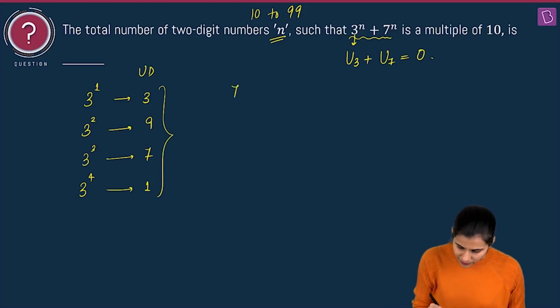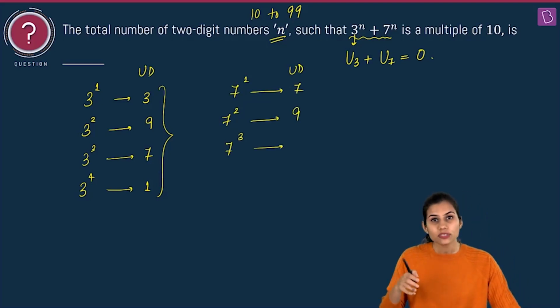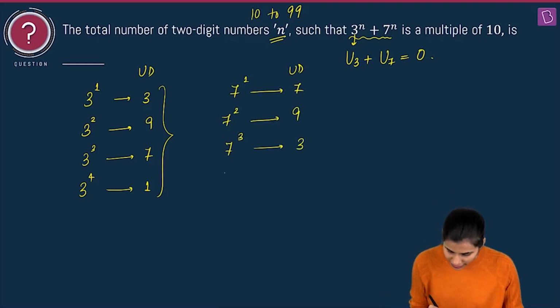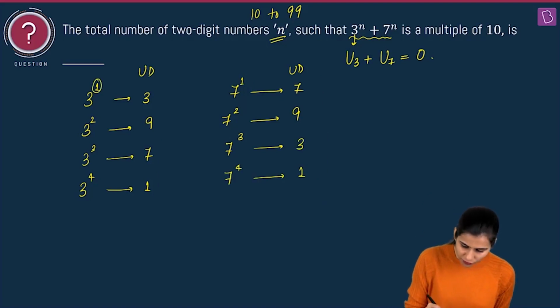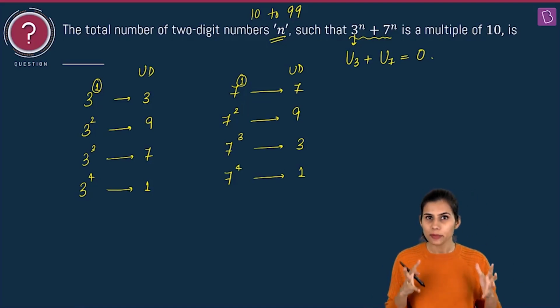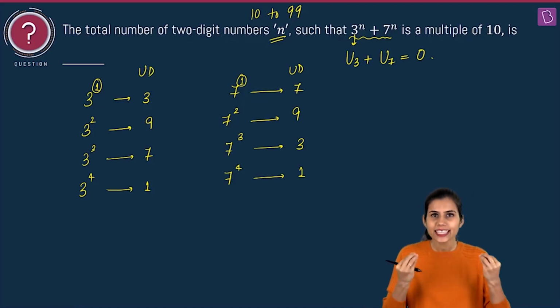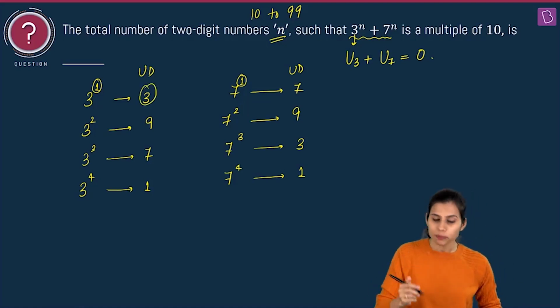If I talk about 7, 7 to the power 1, its units digit is 7. 7 square is 49, units digit is 9. 7 cube will be 49 into 7, the units digit will come out to be 3. And 7 to the power 4 units digit will be 1, after which again the repetition will start. Take n equal to 1. I know n is a two-digit number, but understand the strategy that I'm applying here to reach to my answer. Let's say n is as simple as 1. Then units digit of 3 to the power n is 3 and units digit of 7 to the power n is 7.